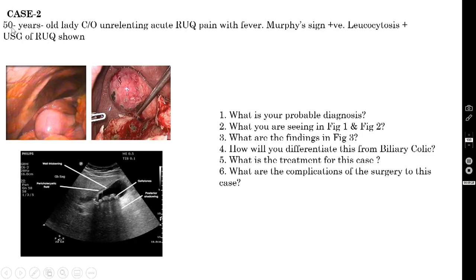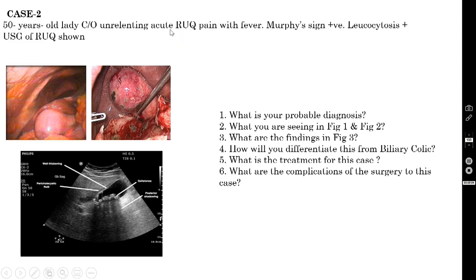Case number 2: a 50-year-old lady complains of unrelenting acute right upper quadrant pain with fever. Unrelenting means it is continuous, not relieved by anything. Murphy's sign here is positive. Leukocytosis is also positive. Ultrasound of the right upper quadrant is shown here. These are the 3 pictures and these are the 6 questions. What is your most probable diagnosis here?